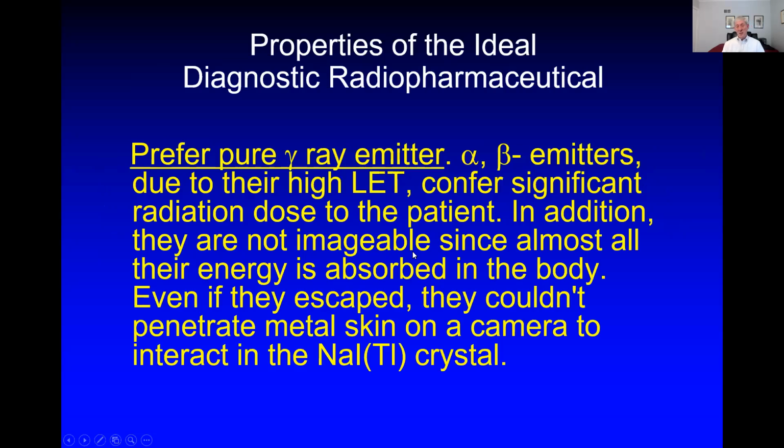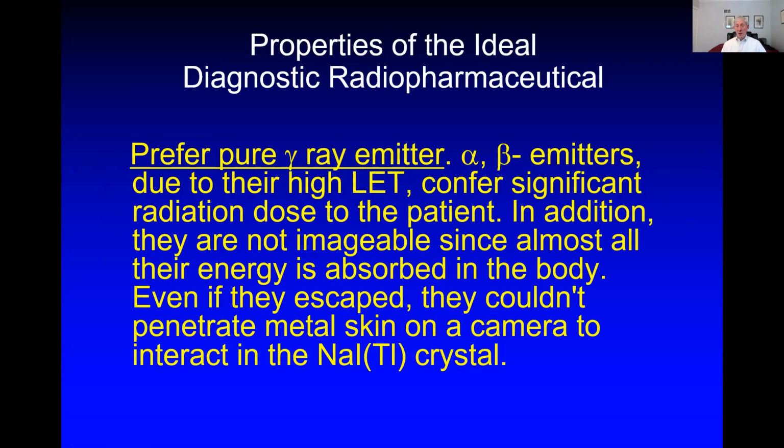Now, when we as radioisotope chemists design a new radiopharmaceutical, there's a list of the properties of the ideal pharmaceutical. We're going to take a look first at the list of the properties of the ideal diagnostic. And then we'll take a look at the list of the properties of the ideal therapeutic. They're going to be pretty much totally opposite.